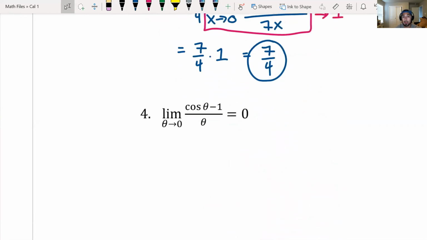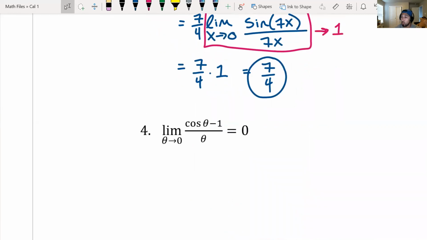Okay, number 4 wants us to prove another identity. This says, prove that the limit as theta approaches 0 of cosine theta minus 1 over theta is equal to 0. So our job is to prove this identity. We want to show that the left side is equal to 0. So let's go ahead and start with the left side. Kind of like pre-cal, right? A left side proof. All right.